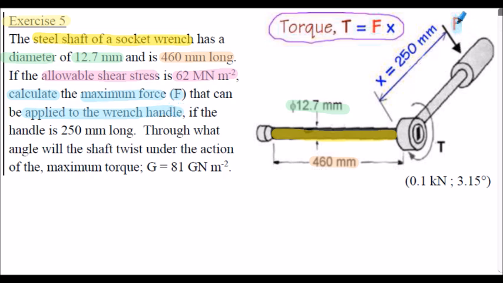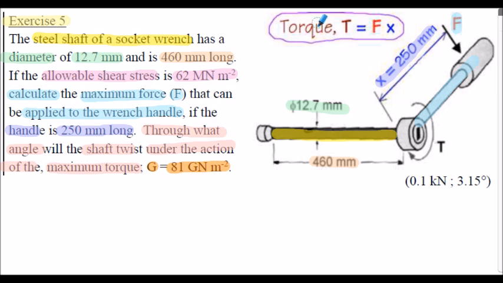Force F shown here on our sketch. Here's the wrench handle. If the handle is 250 millimeters long, labelled X in the diagram here. We're also asked to calculate through what angle the shaft will twist under the action of the maximum torque. The shear modulus G is stated as 81 giganewtons per meter squared.